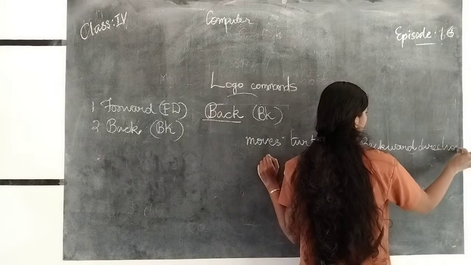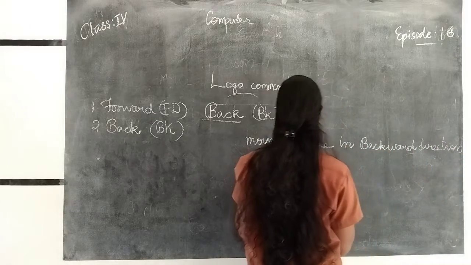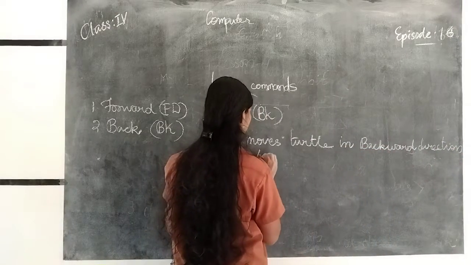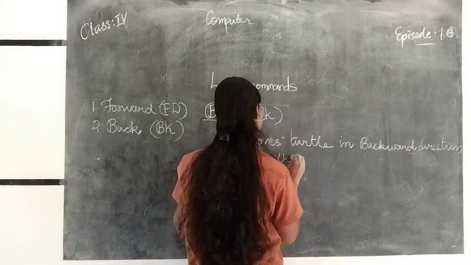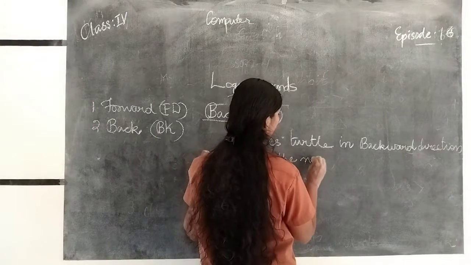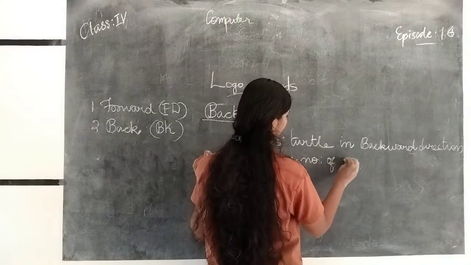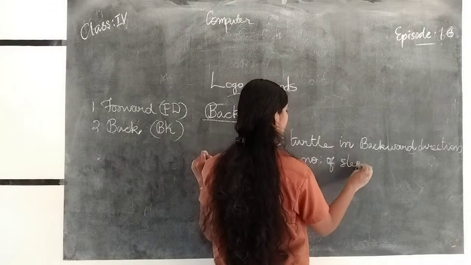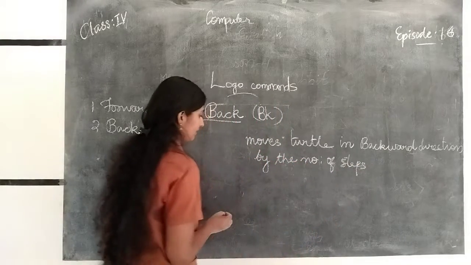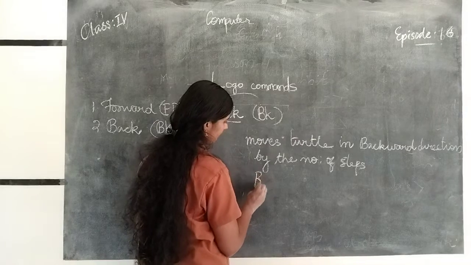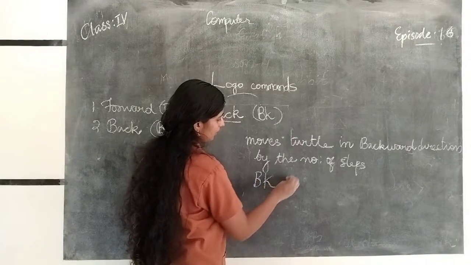In the backward direction by the number of steps. So what is the syntax? BK, then 50.